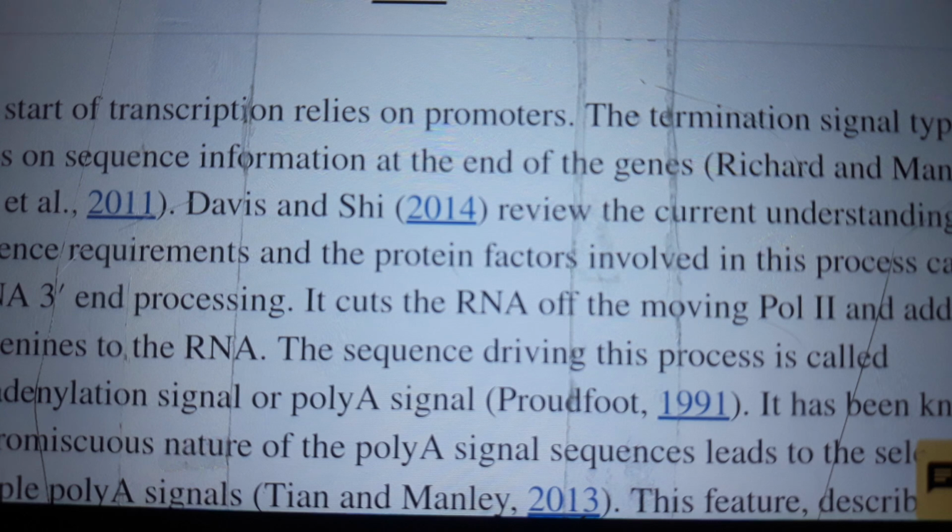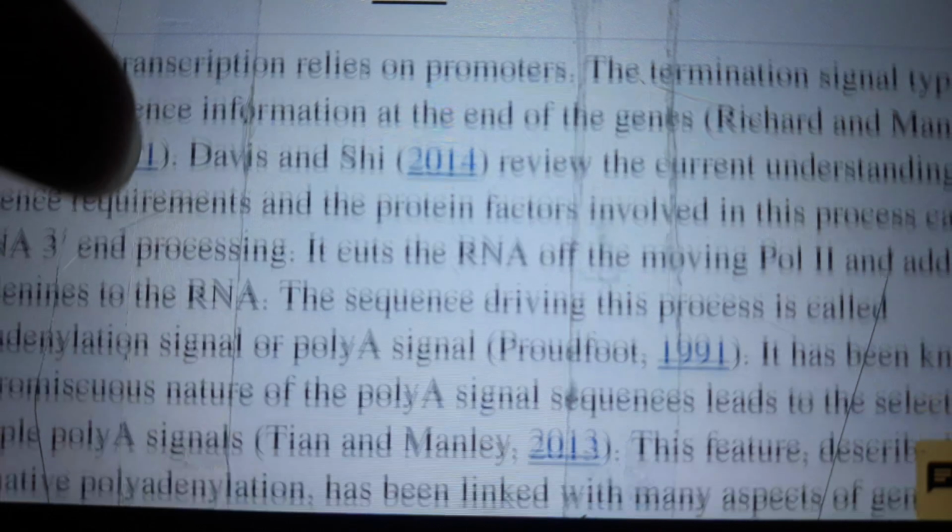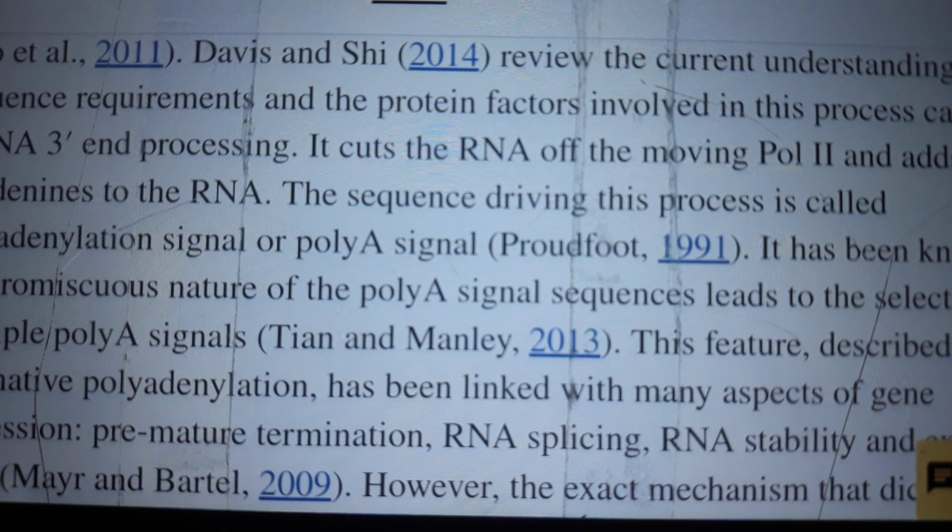The start of transcription relies on promoters. The termination signal typically relies on sequence information at the end of the genes. Here is the current understanding of the sequence requirements and the protein factors involved in this process called mRNA 3' processing. It cuts the RNA off the moving Pol II and adds a stretch of adenines to the RNA. The sequence driving this process is called the polyadenylation signal, or polyA signal.